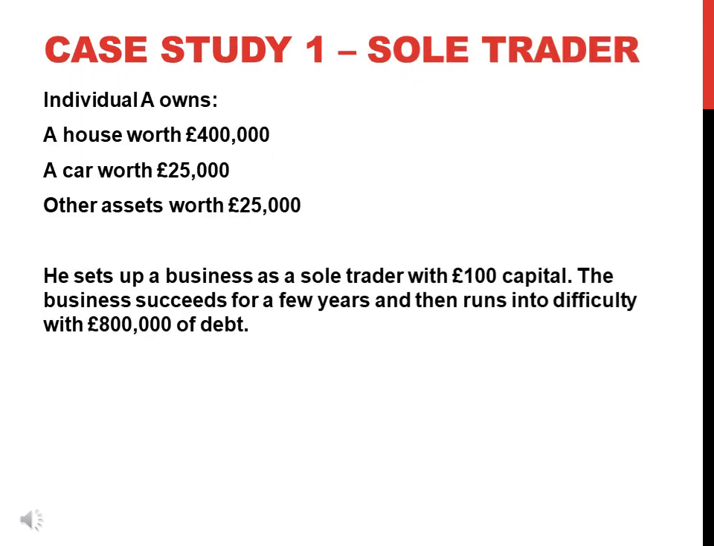Sometimes it's easier to look at the figures around what you could lose as a sole trader, a partnership, or as a limited company if things go wrong. So if you look at this case study, we've got individual A. They own a house worth $400,000. They have a car worth $25,000. And they've got other assets worth $25,000.